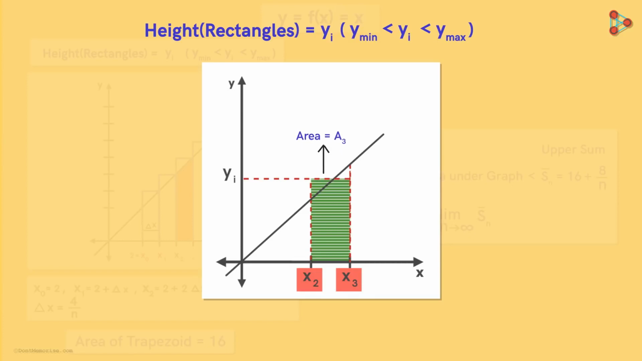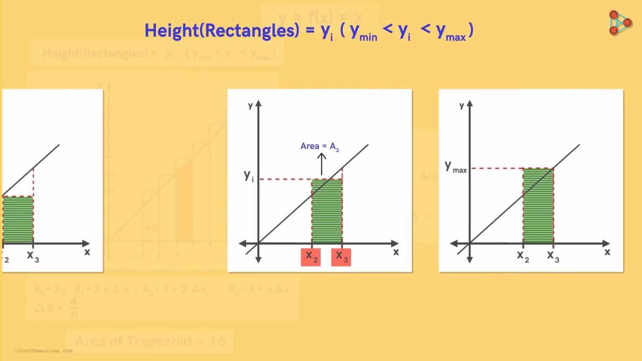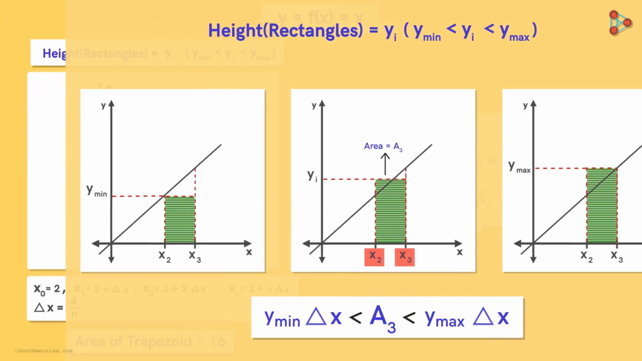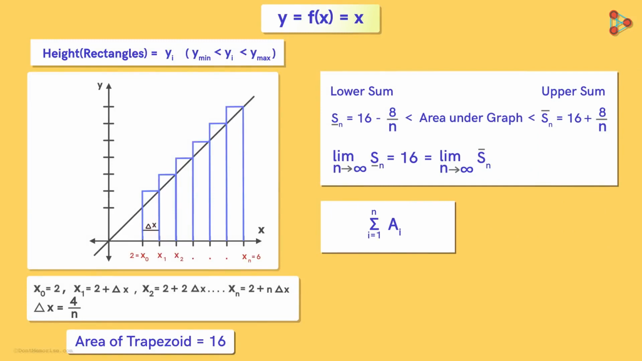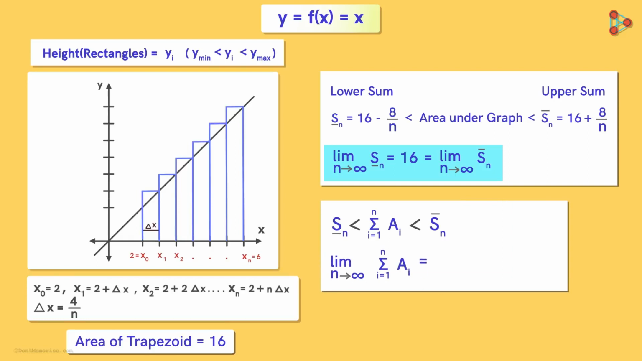Then the area of this rectangle will be less than the area of this rectangle. And it will be greater than the area of this rectangle. That is, this area will always be between these two areas. This is true for any subinterval. So the sum of the areas of these types of rectangles will always be between the lower sum and the upper sum. But we know that as n tends to infinity, the lower sum and the upper sum approach the area under the graph. So the sum of these areas will also approach the area under the graph.